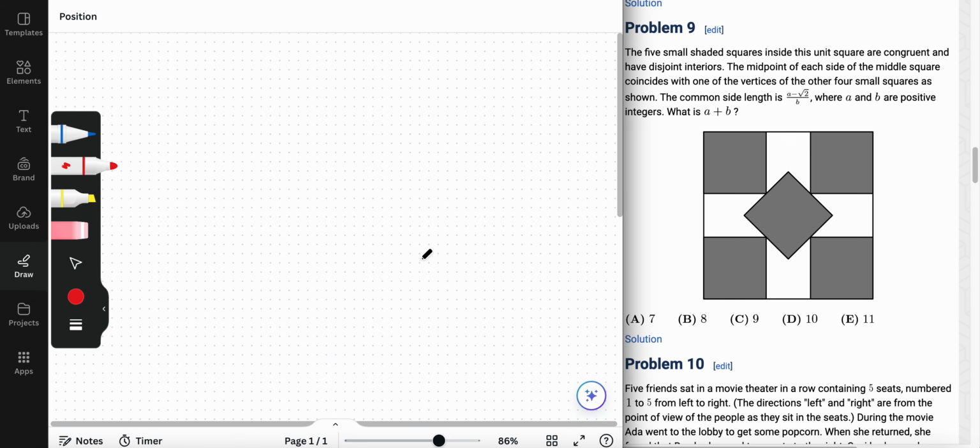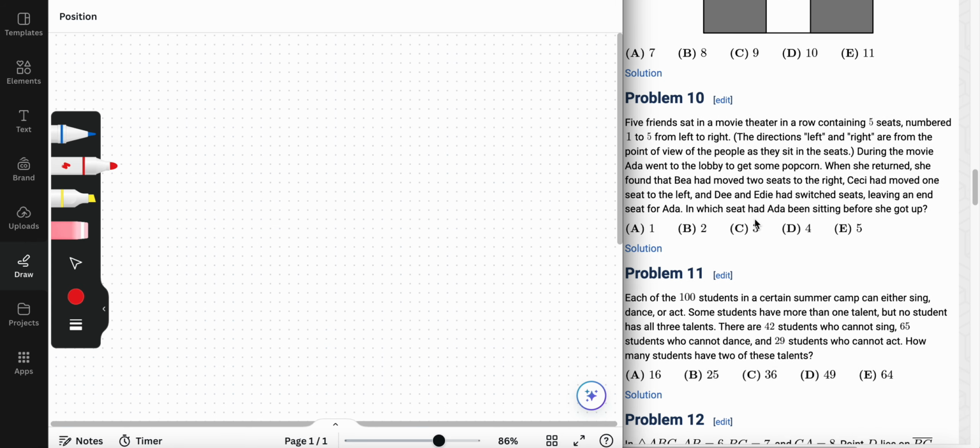Okay, so we will be moving on to the last problem for today. 5 friends sat in a movie theater in a row containing 5 seats, numbered 1 to 5 from left to right. Okay, so we got 5 seats. Actually, I think I should space them out evenly. So 1, 2, 3, 4, 5.